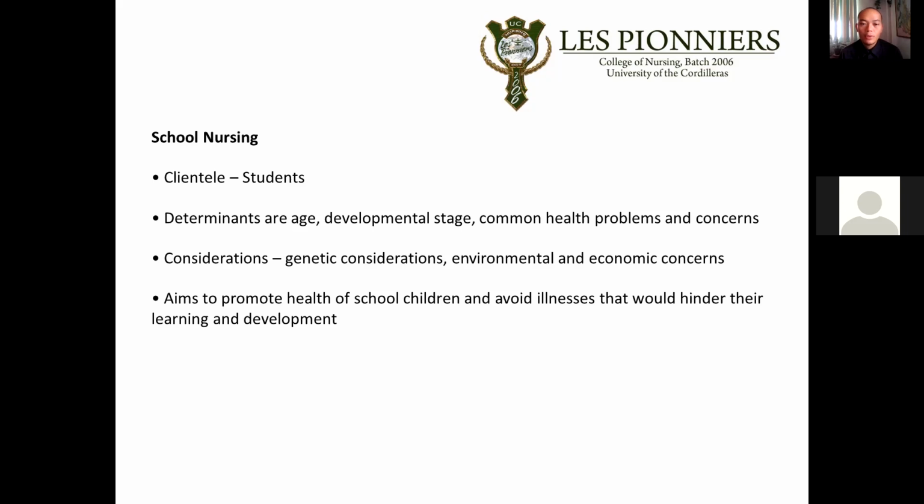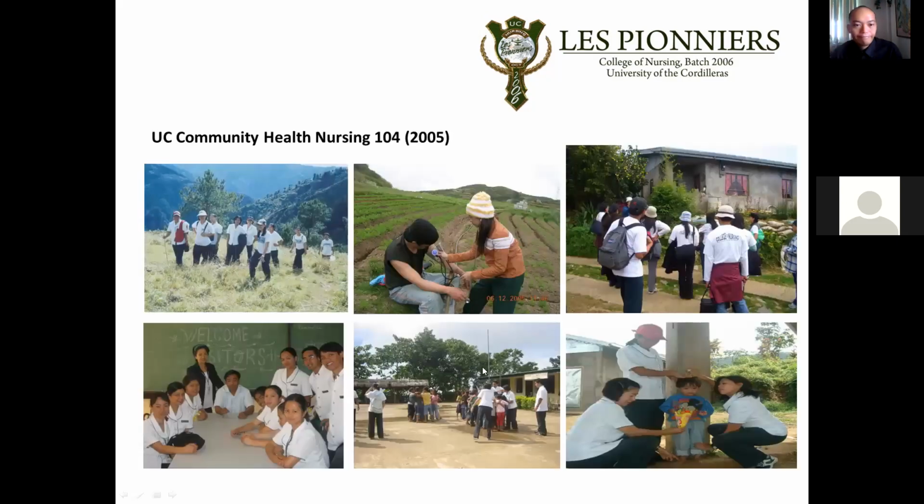The aim is to promote the health of school children. Why do you want to promote the health of school children? Because they are in school to learn, to develop. Okay? So pag healthy sila, mas matututo sila, mas makaka-attend sila ng school. So the aim is to promote health of school children to avoid illnesses that would hinder their learning and development. Okay? So 104, school nursing.